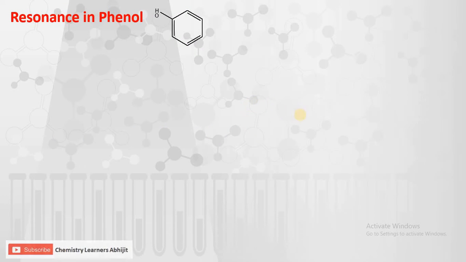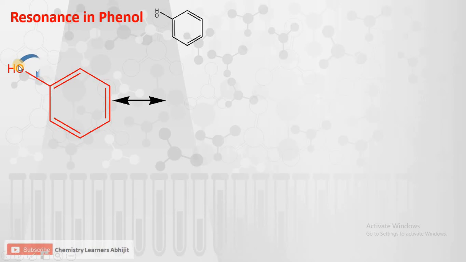Then resonance effect in phenol. So now here we are considering electron donating group and its resonance effect. As this phenol structure is considered, this benzene ring is attached to the OH group, and the oxygen is having more electronegativity, so it gives electrons to the benzene ring. This donation of electrons can be shown with the help of this arrow.